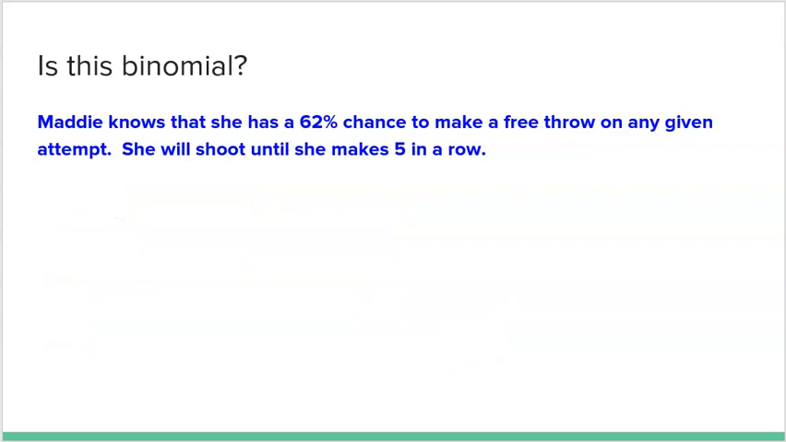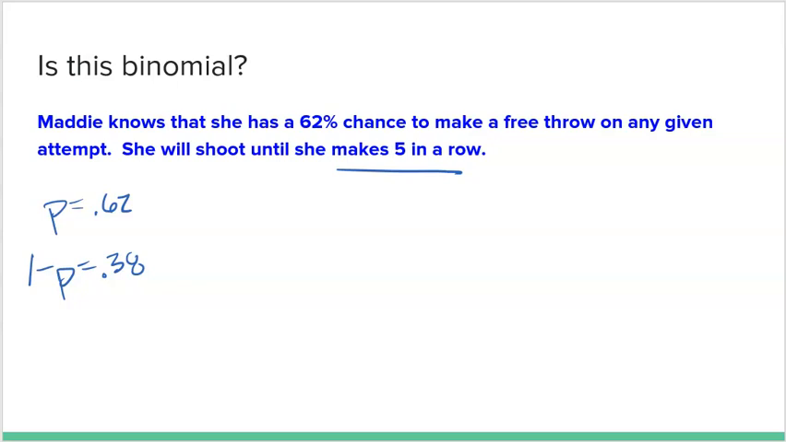All right, Maddie knows that she has a 62% chance to make a free throw on any given attempt. So the probability of success is 62%. The probability of failure, 1 minus P, would be 38%. And she is going to shoot, oh, wait a minute. The question never gives me how many she's going to shoot. It says she's going to continue shooting until she makes 5 in a row. Gosh, that could take 10 shots. Well, actually, it could take 5 shots. She could make 5 in a row. That could take 6. It could take 7. It could take her 95 shots that are all misses and then until she makes 5 in a row.